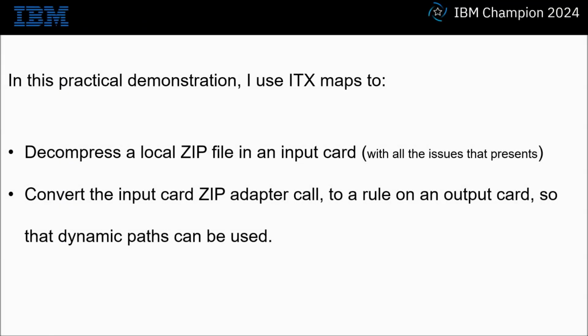In this practical demonstration, I will use the IBM Transformation Extender maps to decompress a local zip file in an input card. This presents with a few issues. I will then convert that input card zip adapter call to a rule on an output card so that dynamic paths can be used and it will be more convenient.